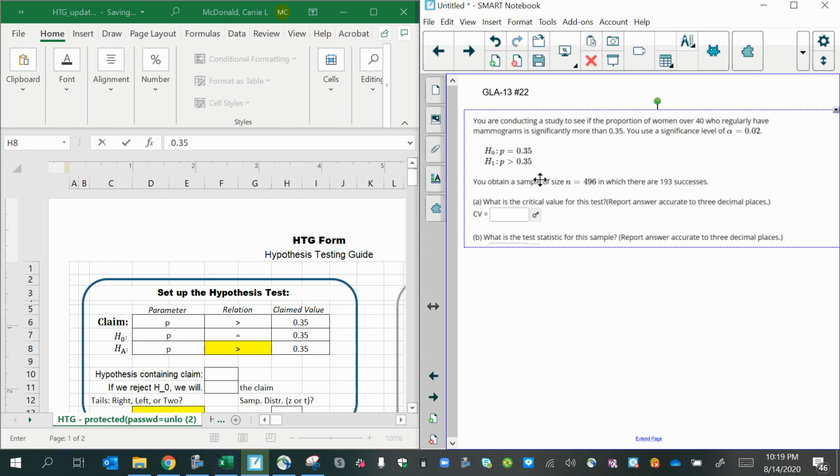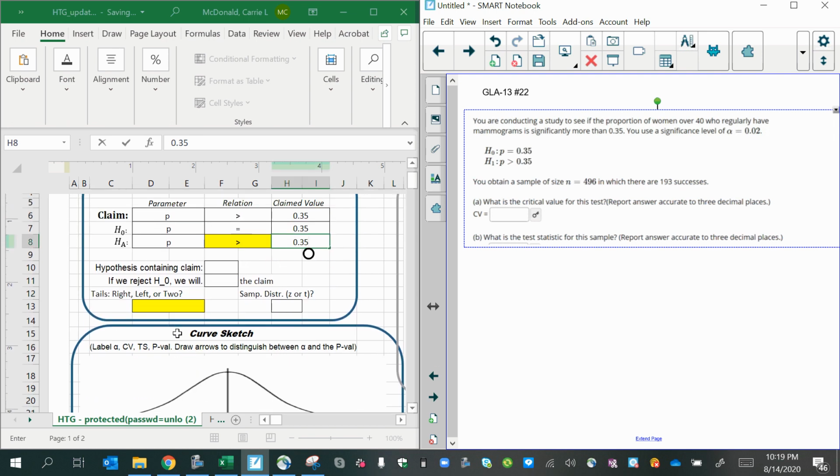So let's read this again. You are conducting a study to see if the proportion of women over 40 who regularly have mammograms is significantly more. Yes, so the claim is greater than, that's why it became the alternative hypothesis, because there is no equality in that statement. The hypothesis containing the claim is the alternative, which means that if we reject the null hypothesis, we will have support for the claim. And this is a right-tailed test, and we're using the z distribution because it's a test about a population proportion.